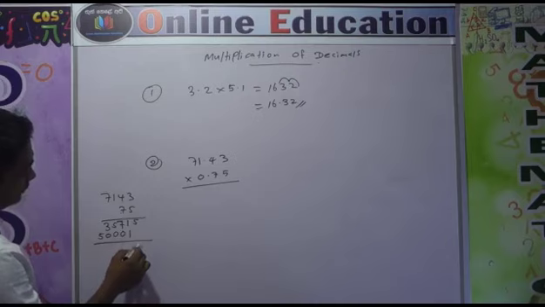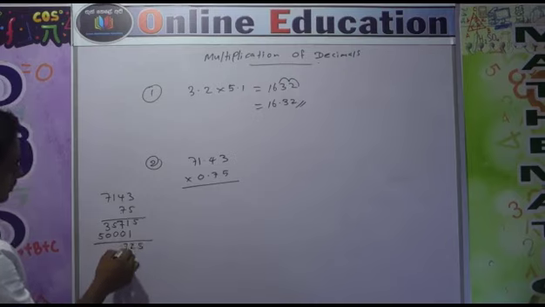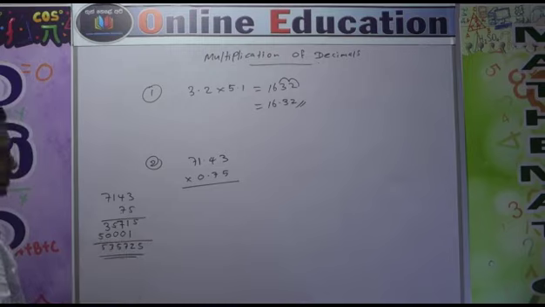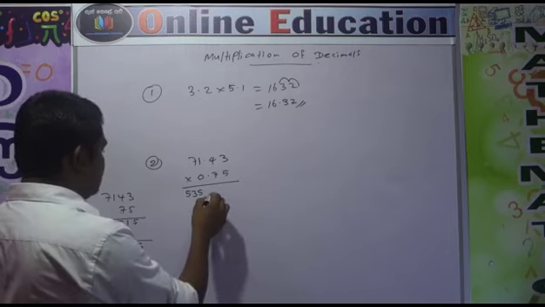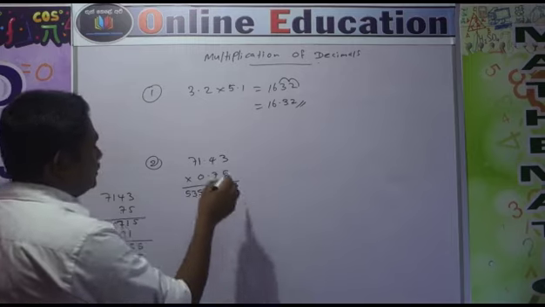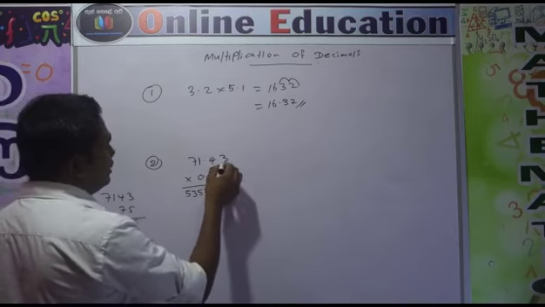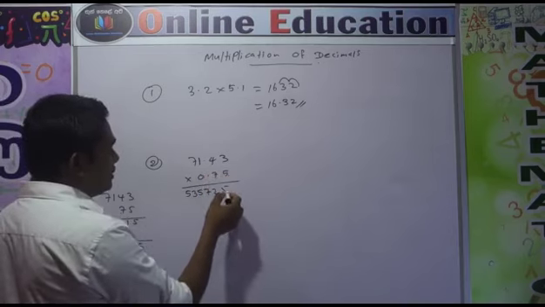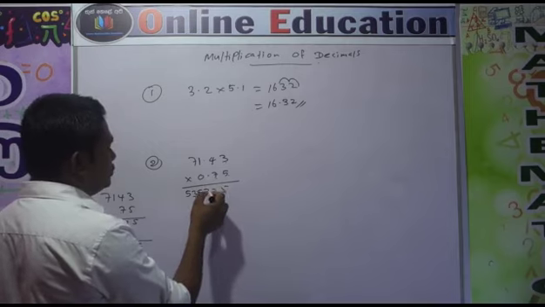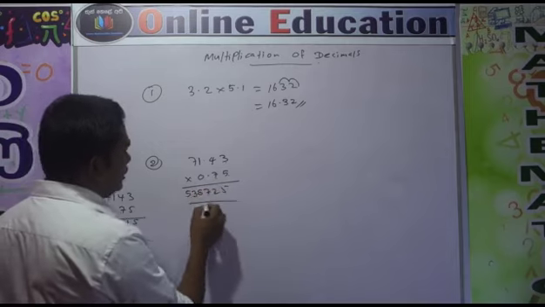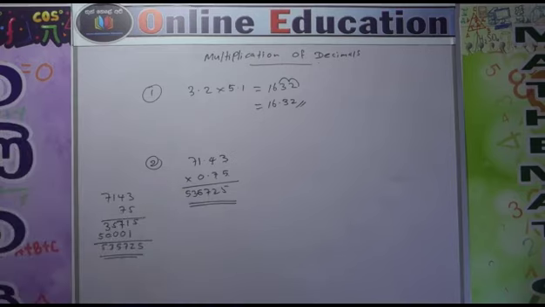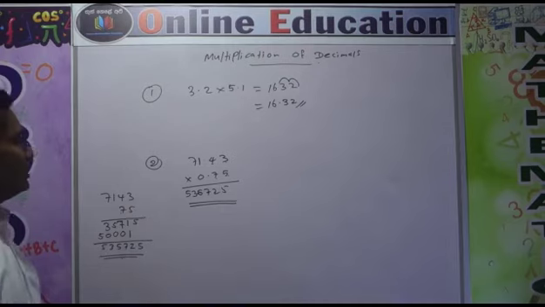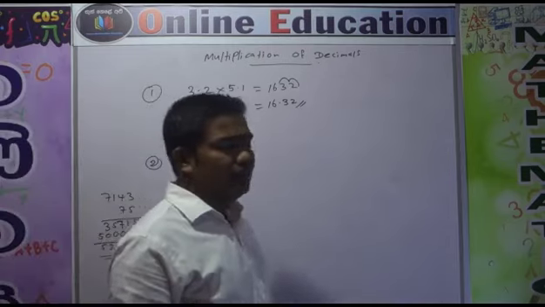What is the answer here? 5, 2, 7, 5, 3, 5. Right, we will write here 5, 3, 5, 7, 2, 5. Now count how many decimal places are here. 1, 2, 3, 4. We will put the decimal places from the right side corner. 1, 2, 3, 4. Here. The answer is 53.5725. This is the way that we can multiply decimal values.